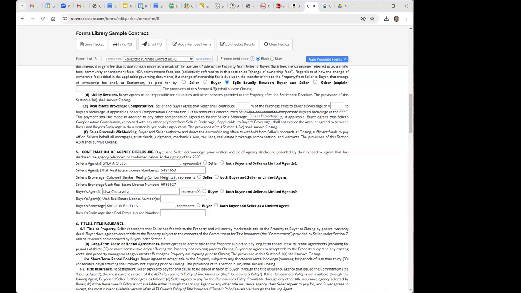So does that mean you have to put the same amount or same percentage in that blank box?